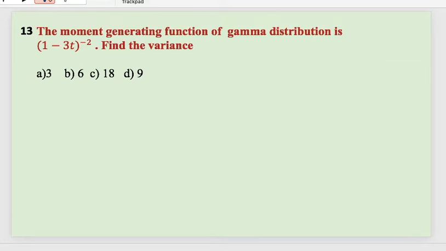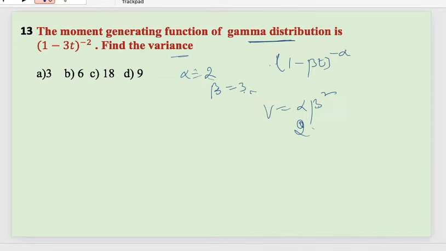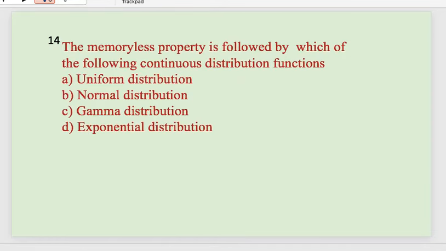Now come to the next question, which is the 13th one. In this question they have given us a gamma distribution with moment generating function 1 minus beta t to the power minus alpha. So we get that the alpha value is 2 here and the beta value is 3 here. And we know that variance equals what? Alpha beta square. Alpha is 2, beta is 3, 3 square is 9, so 2 into 9 is 18. So option C turns out to be the right answer.